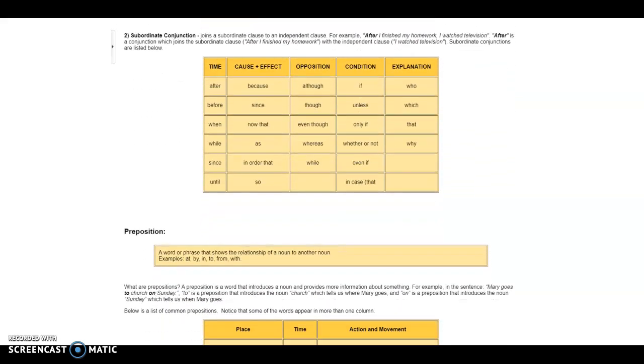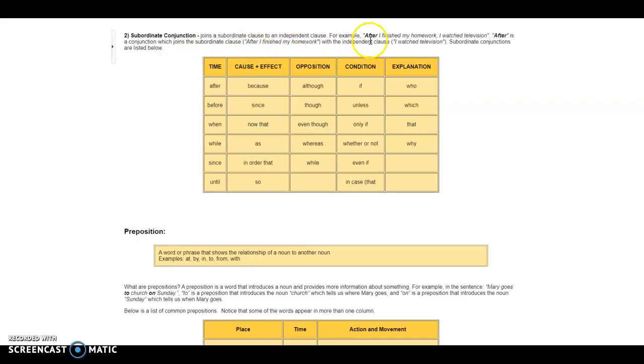Another type of conjunction goes beyond holding together individual words and phrases, and it holds together complete clauses. And that's something called a subordinate conjunction. And so a subordinate conjunction will hold together what we call a subordinate clause and an independent clause.